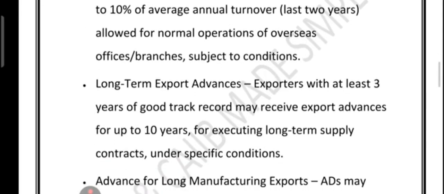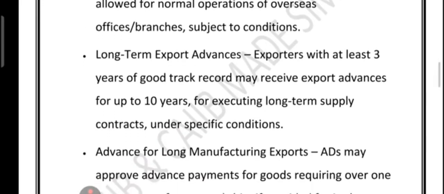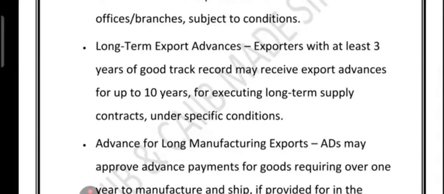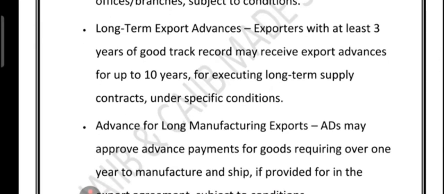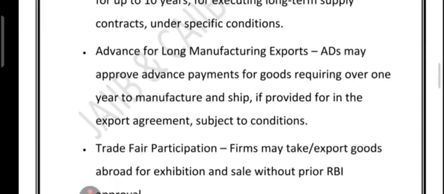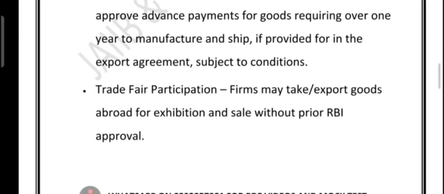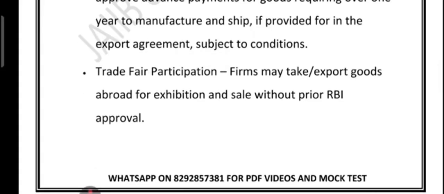Now an exporter with at least 3 years of good track record can take a long-term export advance, right? Basically advance payment from the buyer for up to 10 years if it is for fulfilling a long-term supply contract. So those exporters having 3 years of good track record can take a long-term export advance, basically an advance from the buyer for up to 10 years. That is called long-term. Why? To fulfill a long-term supply contract. Some goods take a long time to make, more than a year, like specialized machinery.